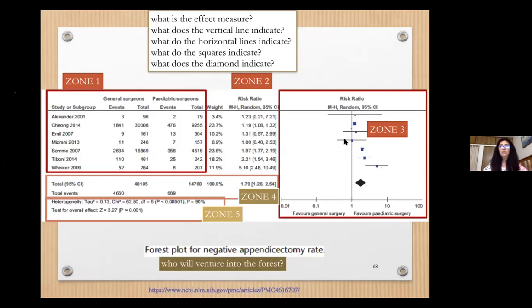Are you getting the concept? So whenever the confidence line crosses the line of no effect, it means there is no effect. There's no difference between the general surgeons and the pediatric surgeons in this case.